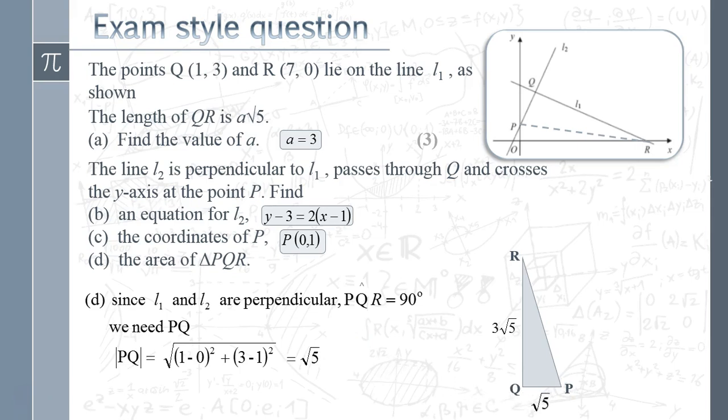There it is. And so now it's a straightforward enough job just to do half base times height. So here we go. Half times the base, root 5 times by 3 root 5. Hopefully we're happy that root 5 times root 5 is just 5. So we've got half times 3 times 5, which is 15 over 2. And we're all done.